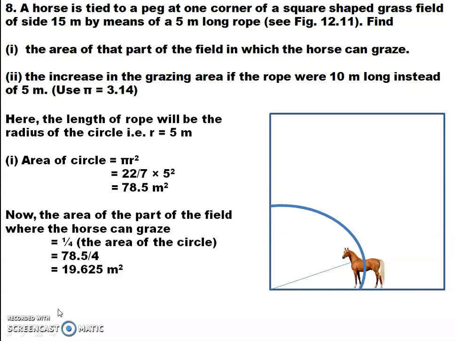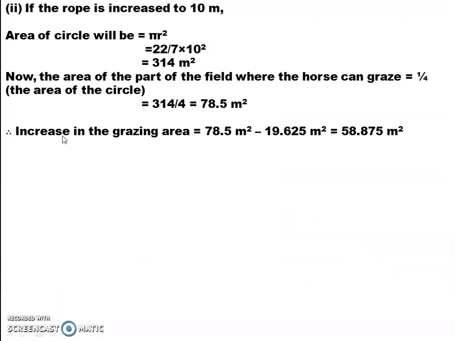Next, if the rope is increased to 10 meter, you will calculate the area of the grazed area, that is 78.5. So what is the difference? 78.5 minus 19.625 is equal to 58.875 meter square.